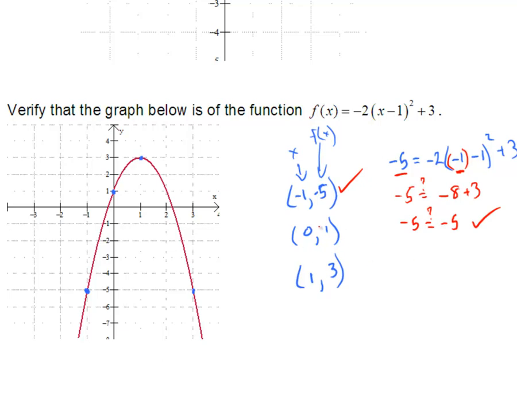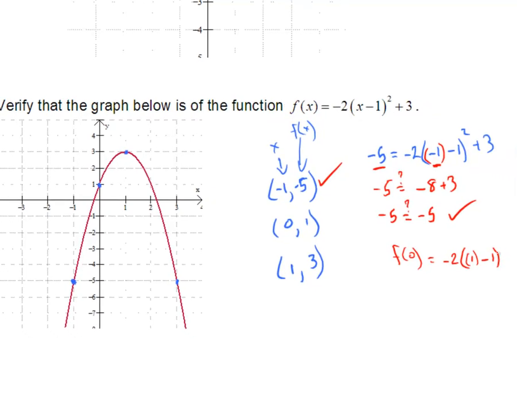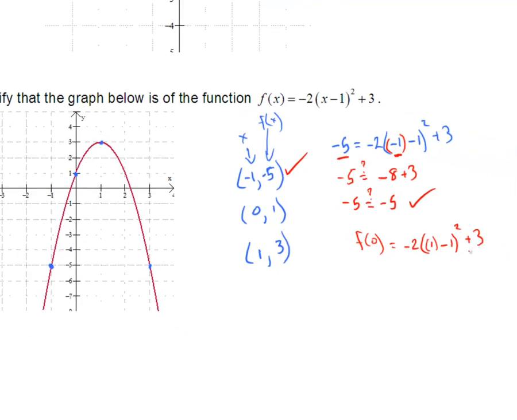The other way we could write this is to say, okay, we want to find f of 0, and we want to make sure it's equal to 1. So we substitute: negative 2 times (0 minus 1) squared plus 3. That's negative 2 times negative 1 squared plus 3, which is 1. And again, we're good. And that's a good way. So let's do that again. f of 1 is going to be negative 2 times (1 minus 1) squared plus 3. That's 0, so that's all gone, so the answer is 3. So these 3 points are true, so this is now verified. That is the correct graph of that function.